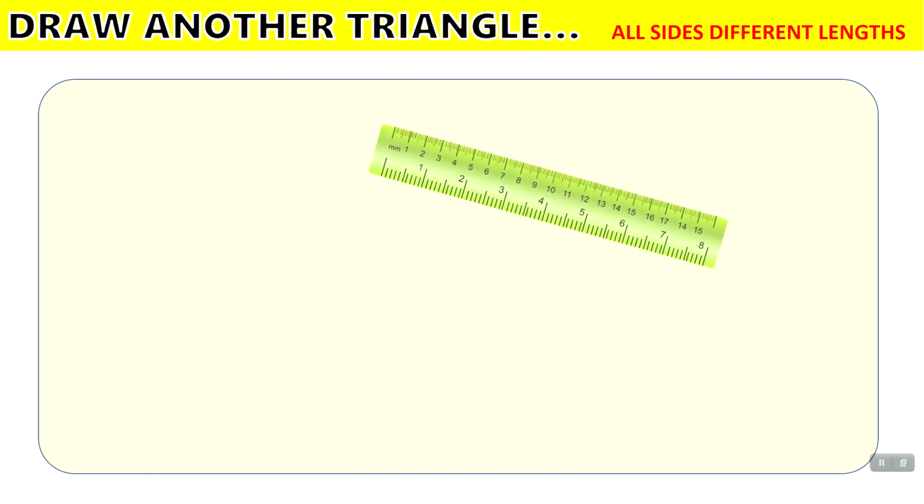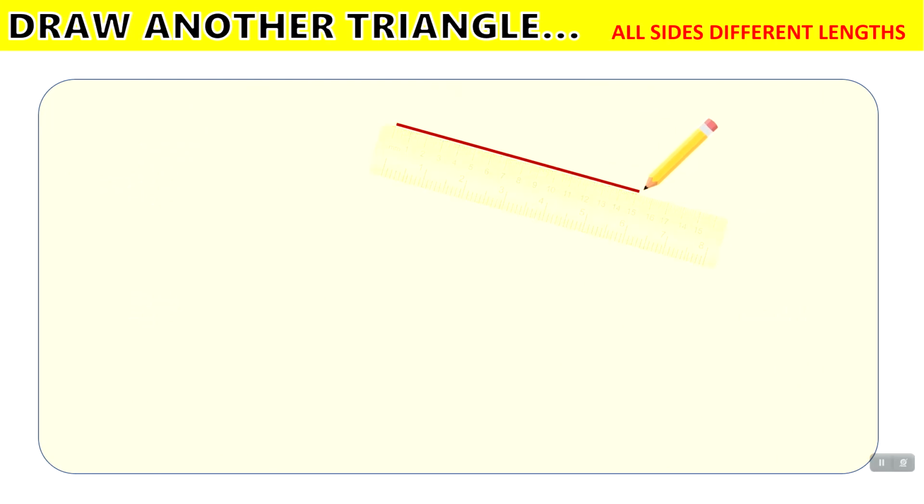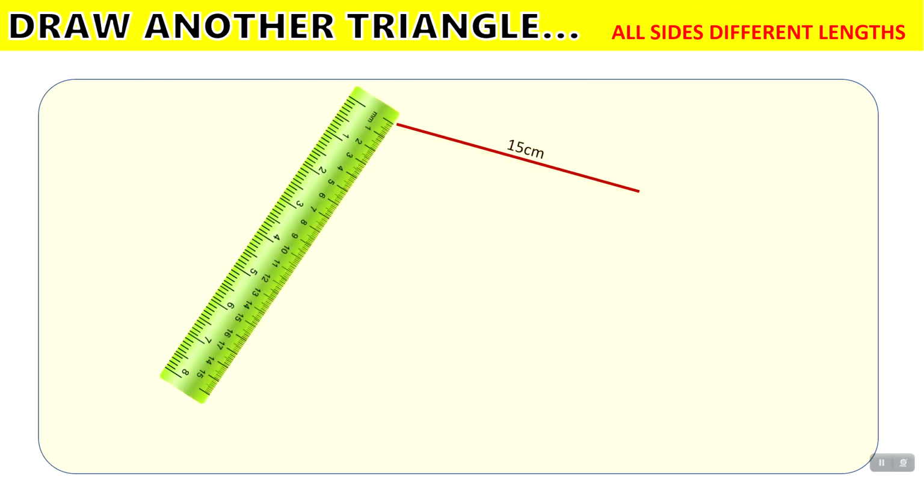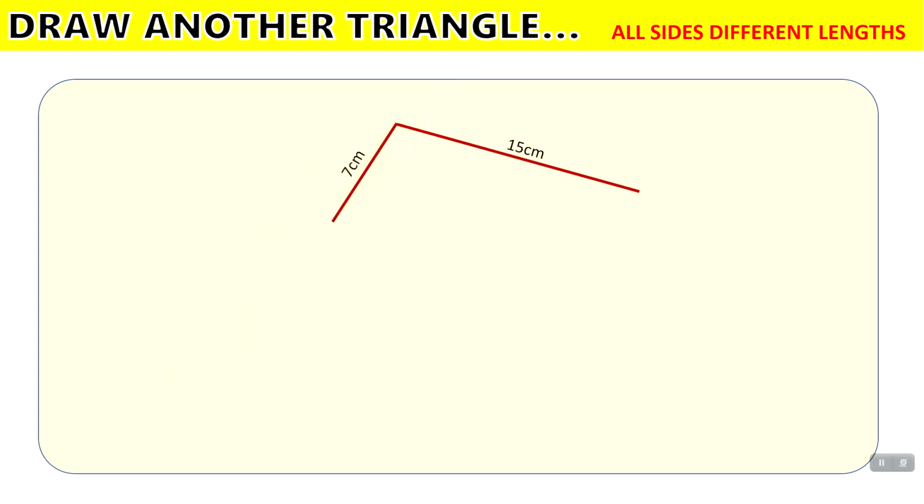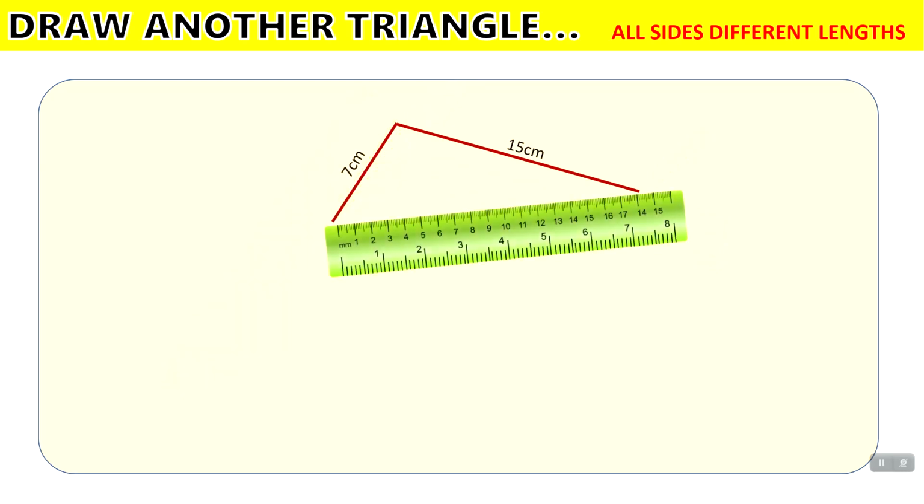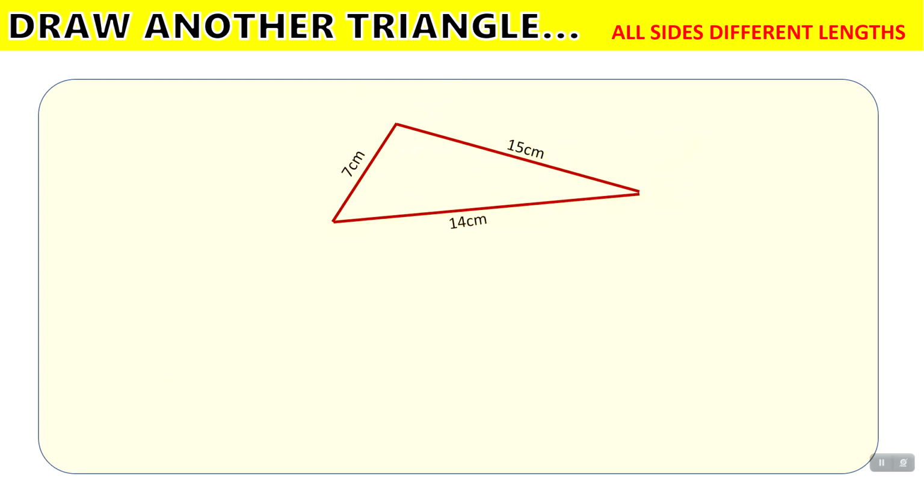Are there any more names of triangles? Well, let's do activity 3 just to be sure. We're going to draw a triangle now with all sides different lengths. And so let's start with this side. We're going to draw a line, and that's 15 centimeters. Now let's draw the second side, and that one is 7 centimeters. And if we connect these two and we measure it, we see that's 14 centimeters. So they're all different sizes, they're all different lengths.